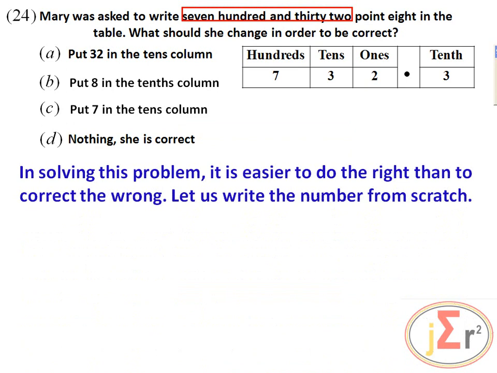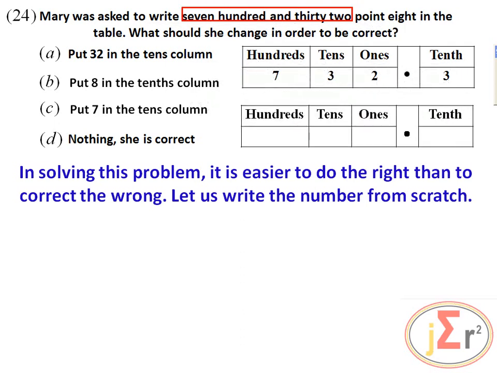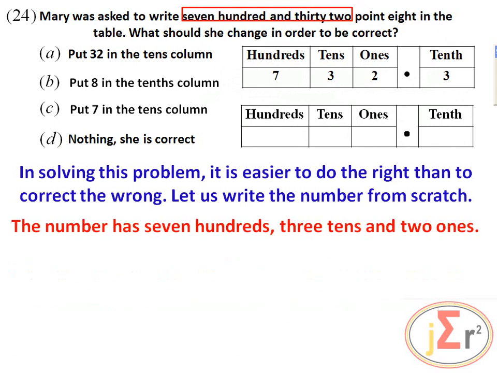In solving this problem, it is easier to do the right than to correct the wrong. Let us write the number from scratch, the number that we need. The number has 7 hundreds, 3 tens, and 2 ones.